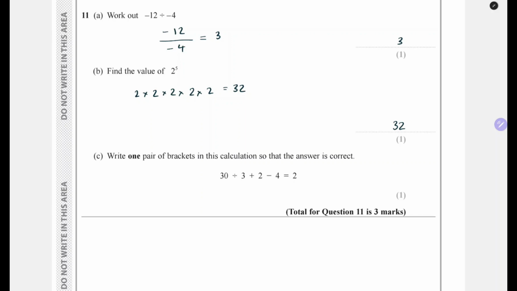Write one pair of brackets in this calculation so that the answer is correct. So we need the answer to equal 2, and so if you put brackets around the 3 plus 2, that should give us the answer. Let's give that a go. So 3 plus 2 is 5, so 30 divided by 5, which is equal to 6, and then 6 minus 4 is equal to 2.